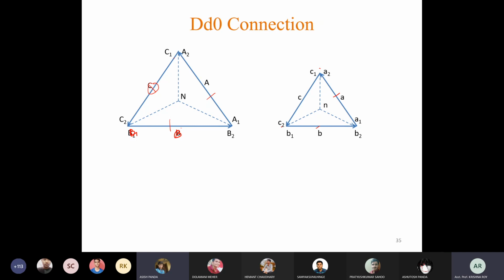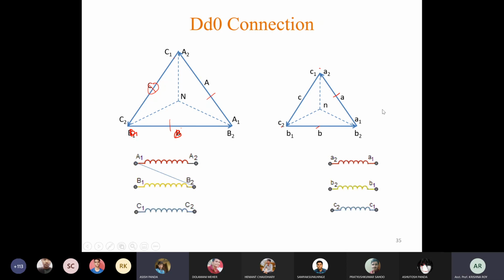Now from this phasor diagram we can see that A1, B2 terminals are shorted, C1, A2 terminals are shorted, B1, C2 terminals are shorted, and that is also same for the high voltage side. So based on this phasor diagram we can draw the connection diagram. Here also we will have 6 coils.